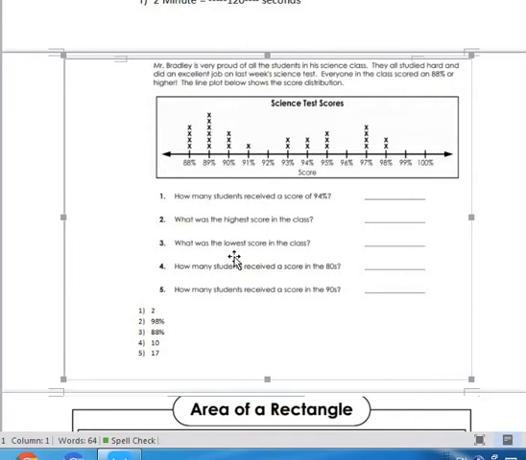What was the lowest score in the class? Where is the lowest score here? It's 88%. We don't have any students for 87 or 80. So the lowest score here is 88%. How many students received 88%? 1, 2, 3, 4. I have 4 students that received 88%.